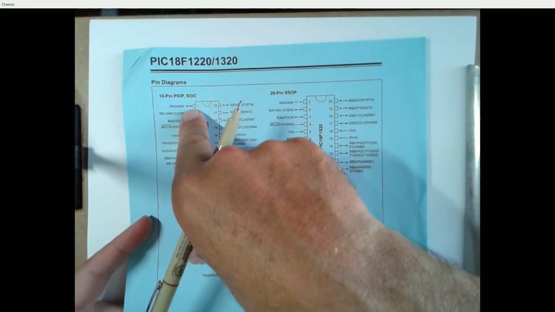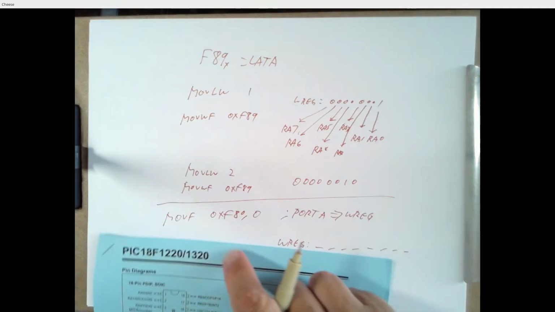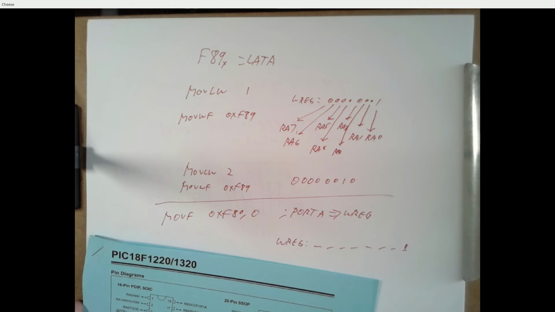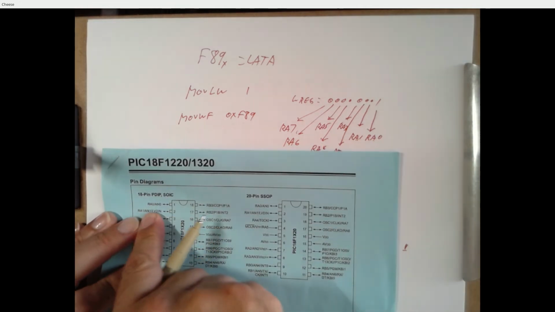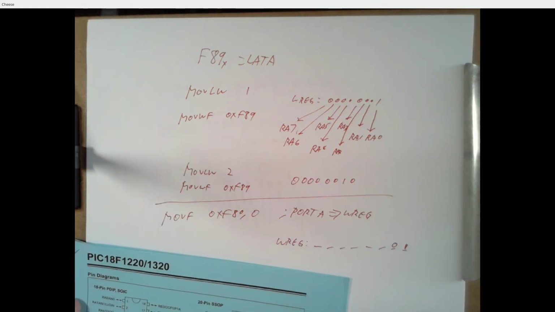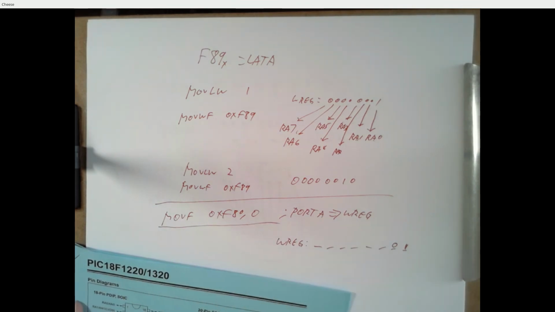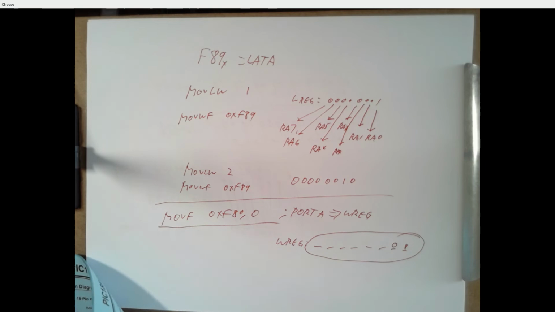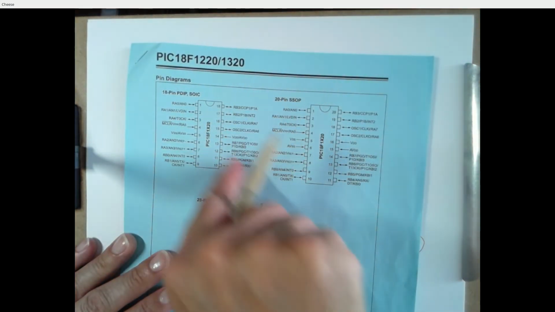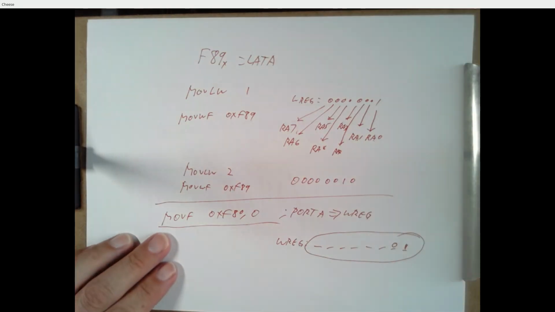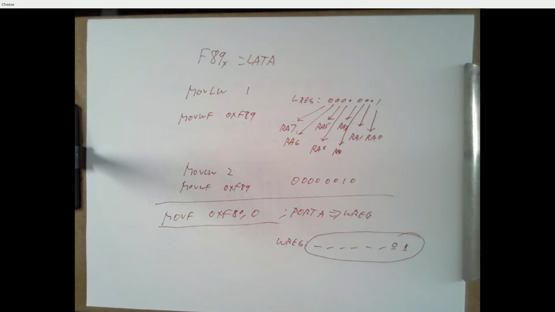Well, if externally I had connected this pin to 5 volts, and then I said move port A into W, this bit here would be a 1. And if I have pin 2, RA1, connected to 0 volts, and I execute this instruction, this bit will be a 0. So by doing this one instruction, by copying hex F80 into the W register, my W register contains 8 pieces of information telling me what the voltage level is being applied to these 8 pins that are labeled RA0 through RA7. So with a single move instruction, I can read the values on those 8 pins.